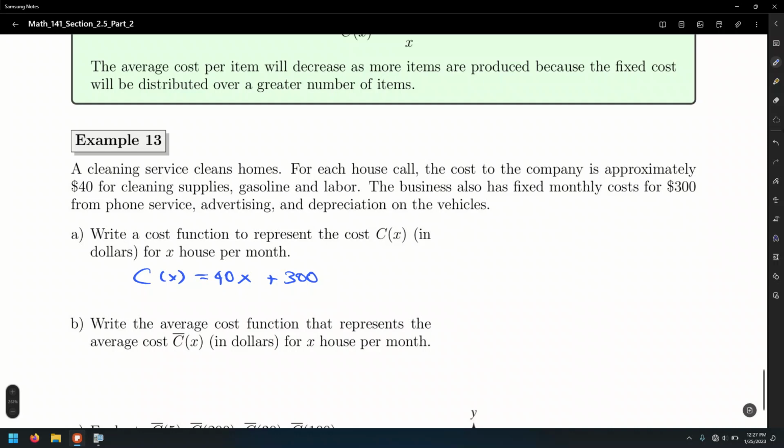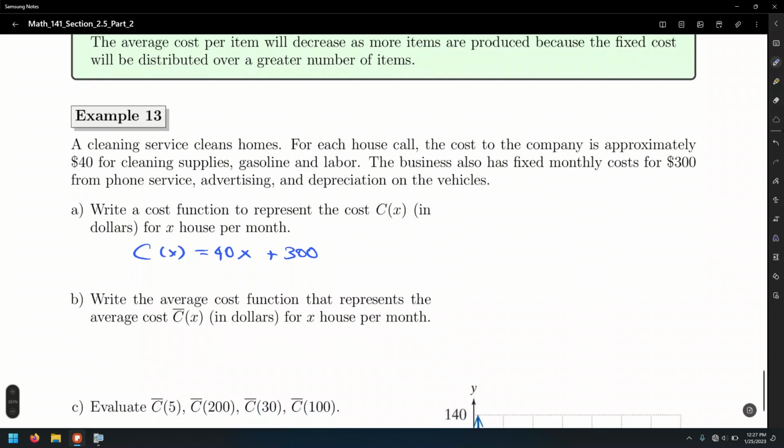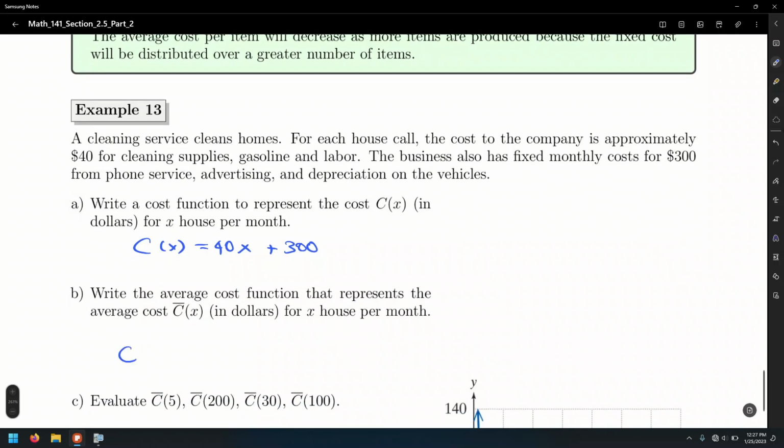Now they're asking us to find the average cost. That is C bar. Careful with the notation. Notice this bar at the top, that's to denote the average. For now we're going to use the term average. Later, when you take probability and statistics, you will call it more formally the mean. All right?